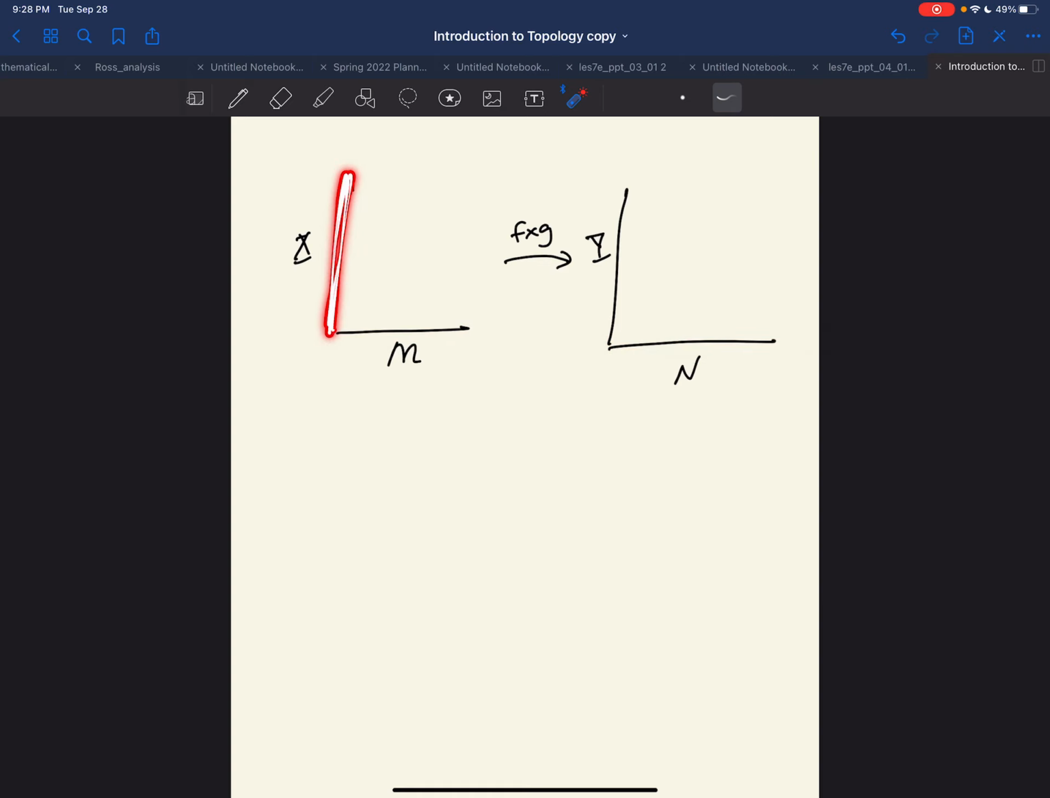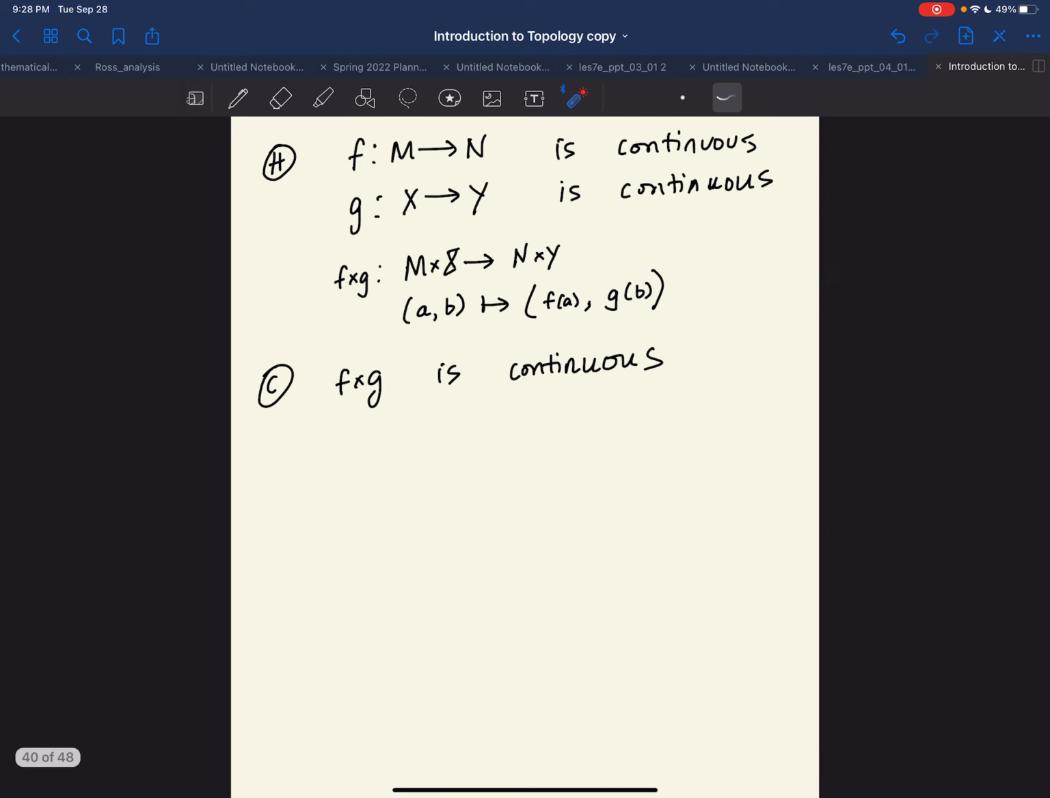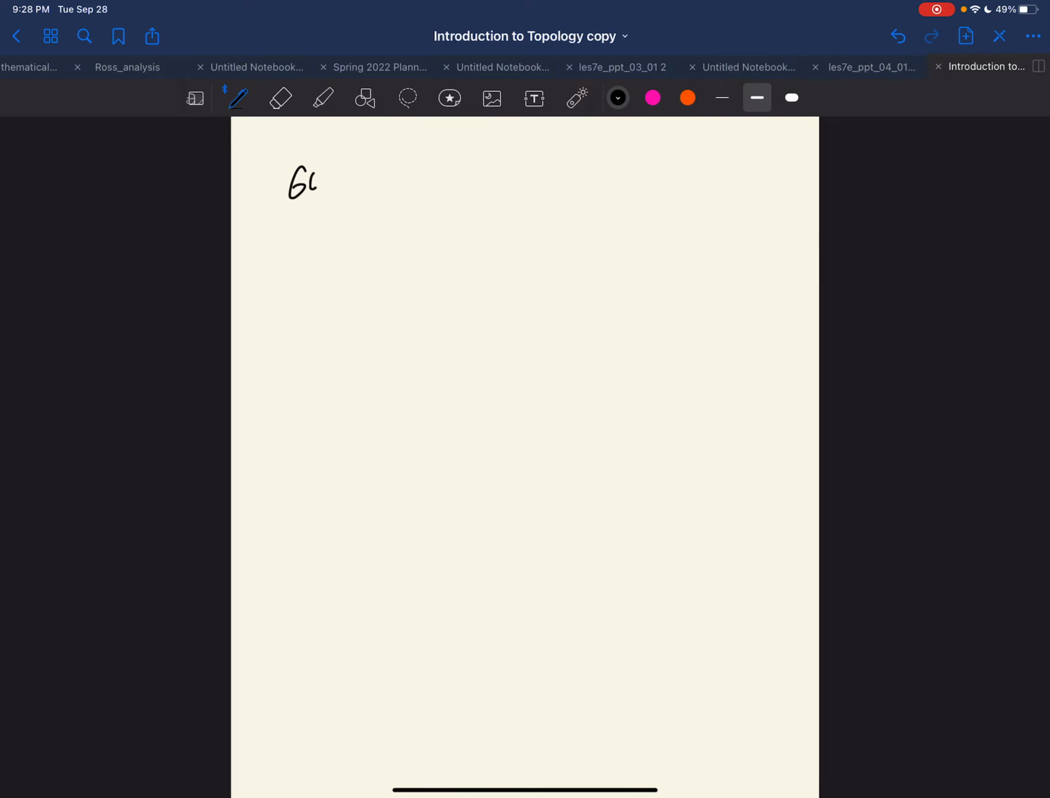G takes points in X and sends them to points in Y. And then F cross G takes points in M cross X and sends them to points in N cross Y. Okay, so we want to show that our F cross G is continuous. So let's suppose we have a sequence. There we go, F cross G is continuous.